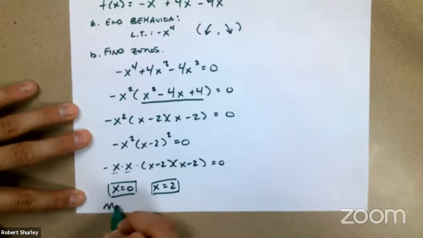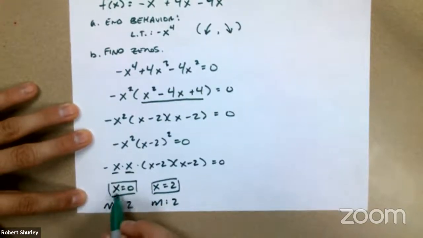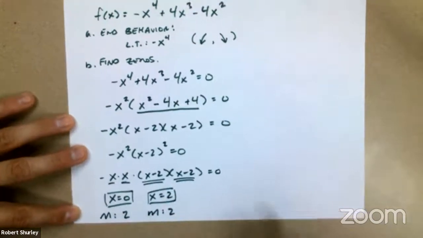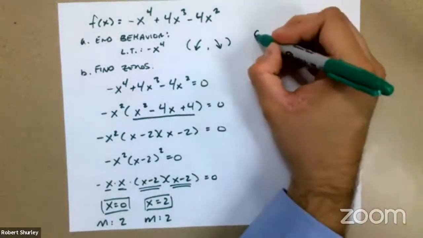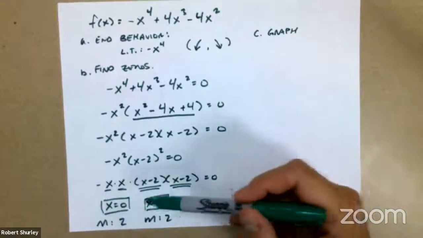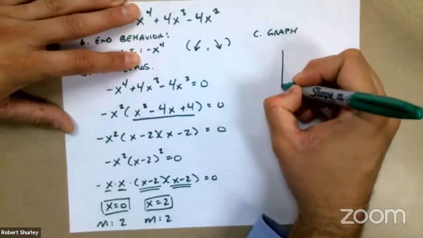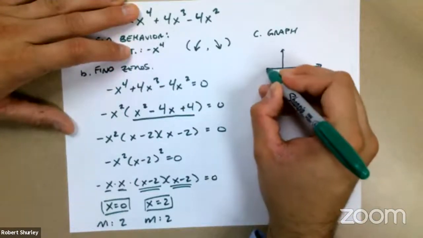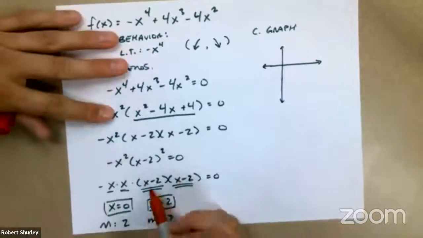But both of them have a multiplicity of 2 because, look, there are two factors that produce x equals 0, and two factors here that produce x equals 2. So they both have a multiplicity of 2. That tells me when I graph this, we'll do part C, graph. When I graph this, I know that I'm going to bounce, or touch, as the book says, at x equals 0 and x equals 2. Let's see what that looks like. Okay. Now, my x-intercepts are the zeros, right?